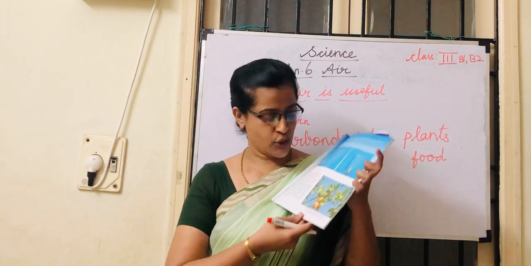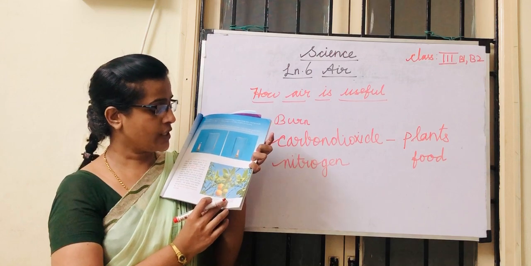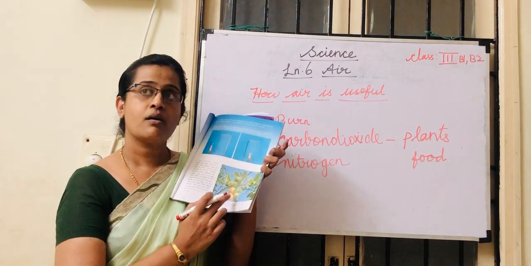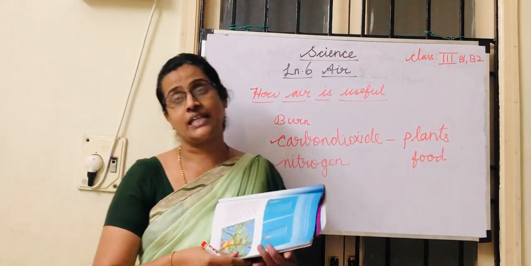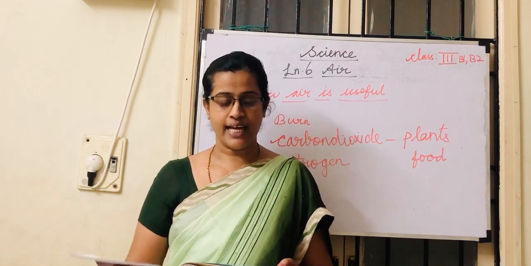You can look at the picture, see? These plants use carbon dioxide to make food. And they store some of the food they make.